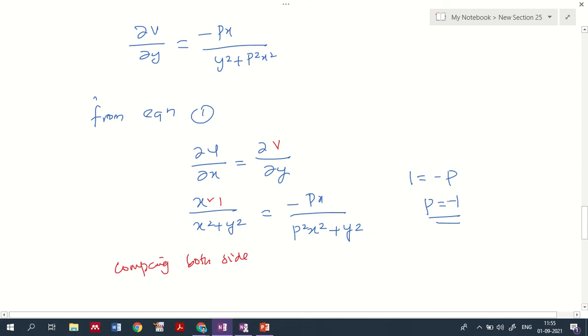If you want to verify whether p equal to -1, you just substitute p equal to -1 here. That is (-1)², you will be getting x² + y². Clear? So if you compare this equation, you can directly get the value of p, that is equal to -1.